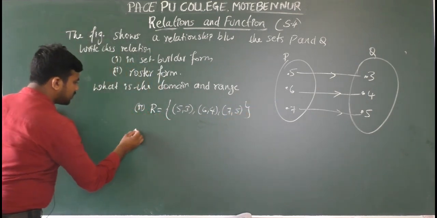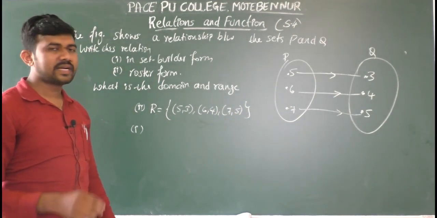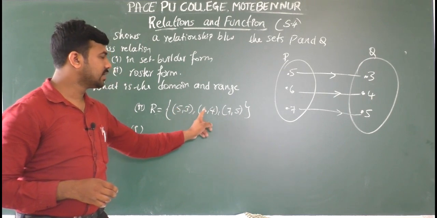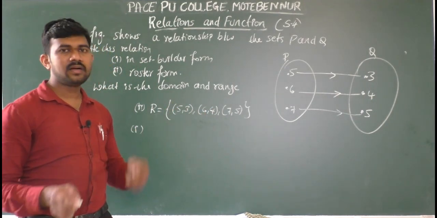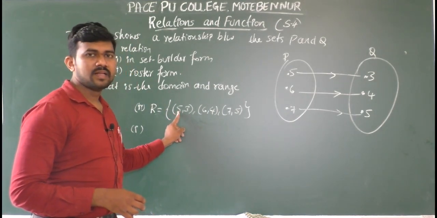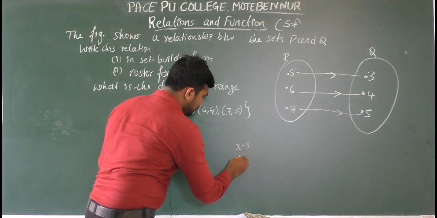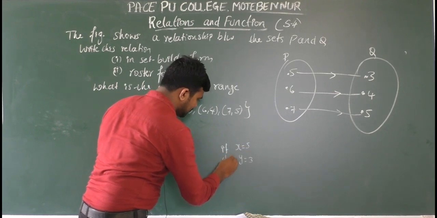But what about your first question? In set builder form you have to write. When writing in set builder form, you should see how the elements are related, how the components are related inside the ordered pair. See here, if you take x is 5, what is y? 3. If x is 5, then y is 3.